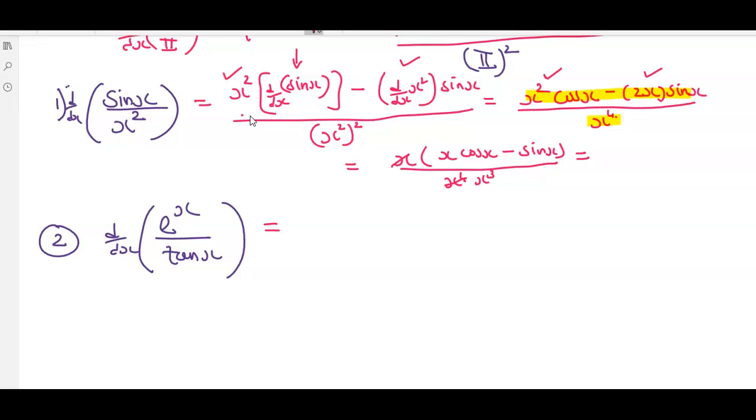Now this finally goes like this: x cube, it is going to be x cos x minus sin x whole upon x cube. Let's see whether we can place it in a proper bracket or not. Yes, we can. So finally we'll end up at the answer.